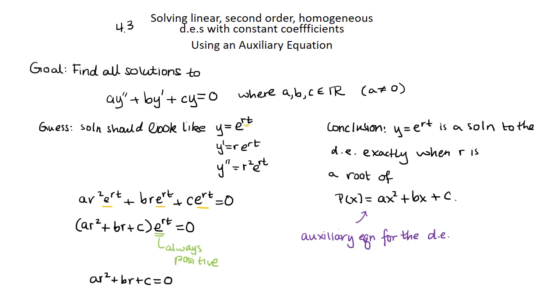So we're going to start by practicing finding auxiliary equations, and then we're going to look at the solutions they generate. We know that for a quadratic polynomial, we can either have two real distinct roots, we can have one repeated real root, or we can have a pair of complex conjugate roots. So we'll look at the solutions for each of these three cases.